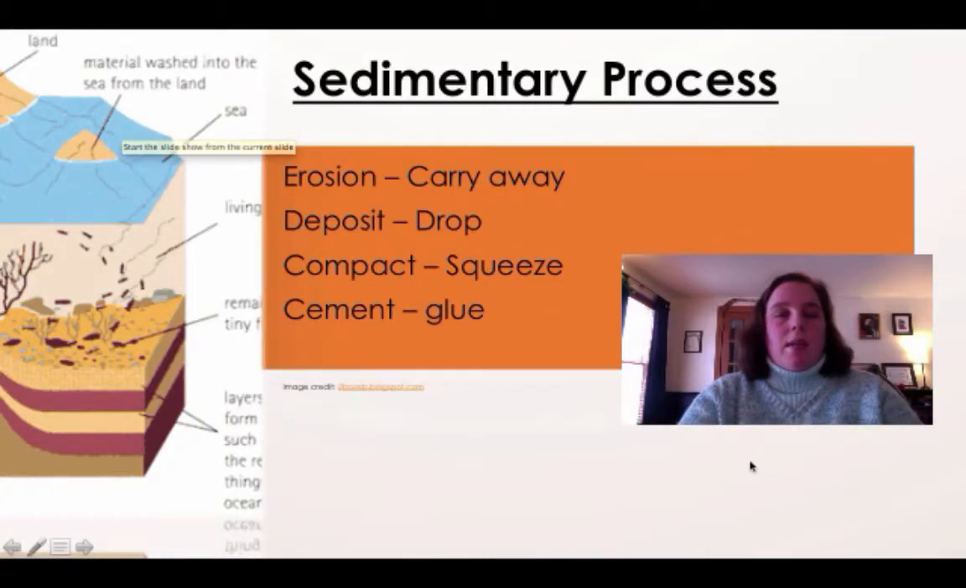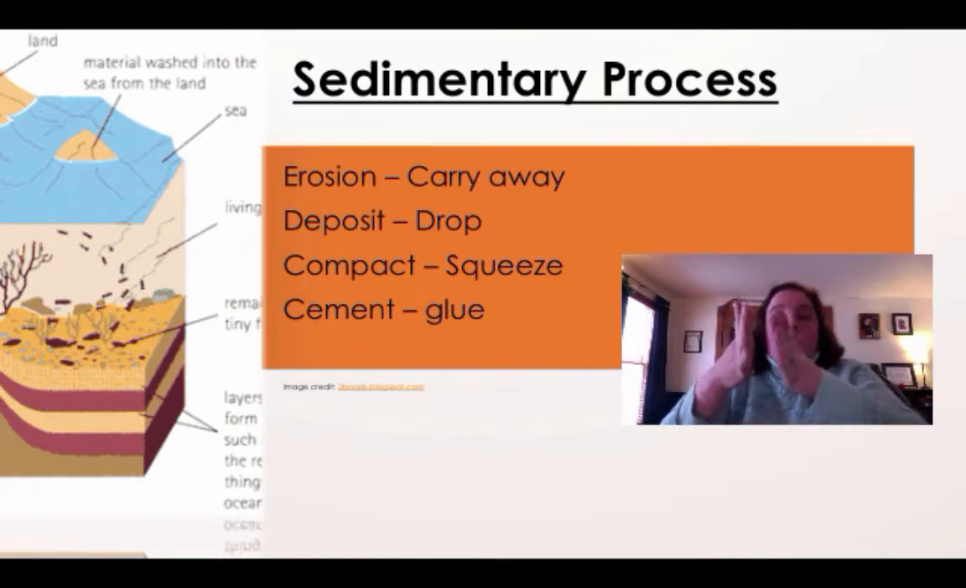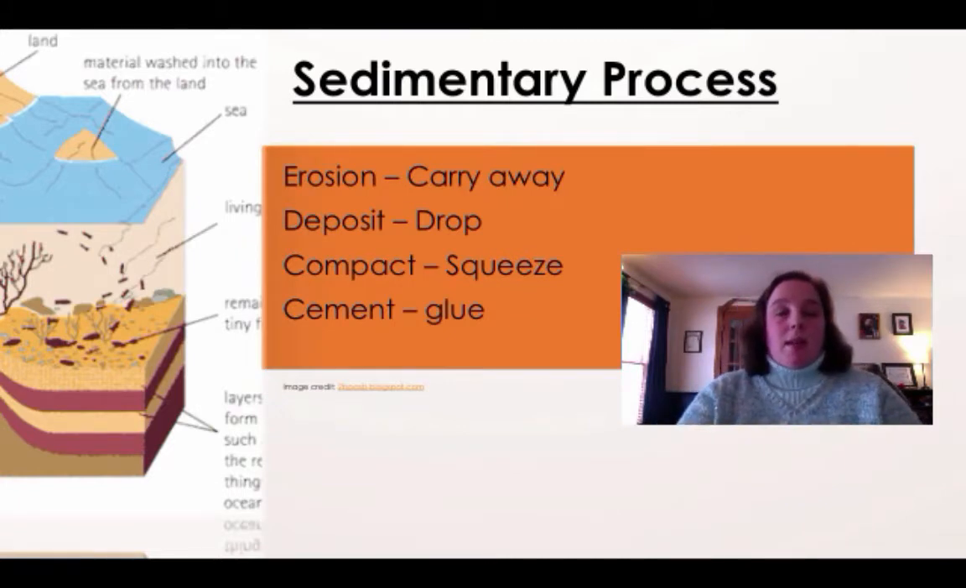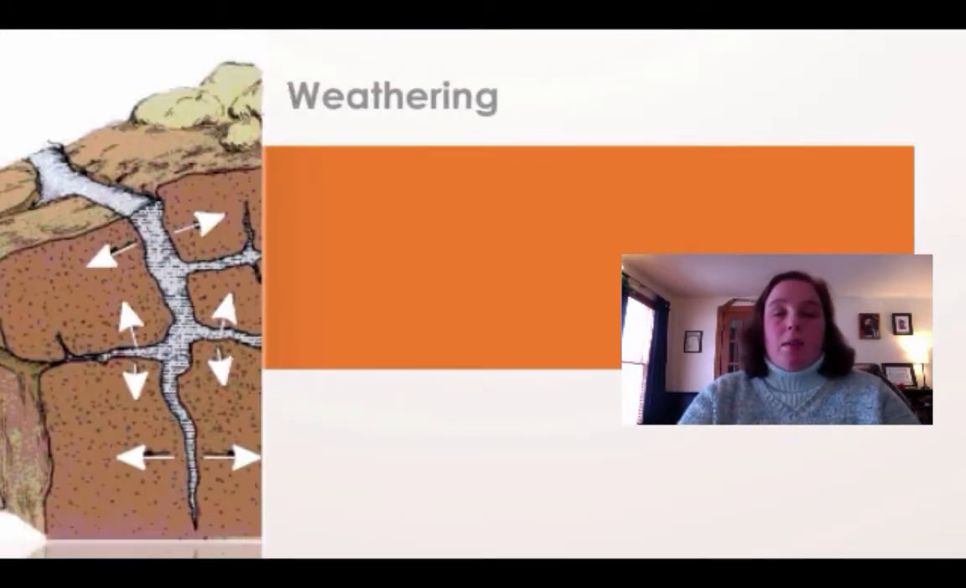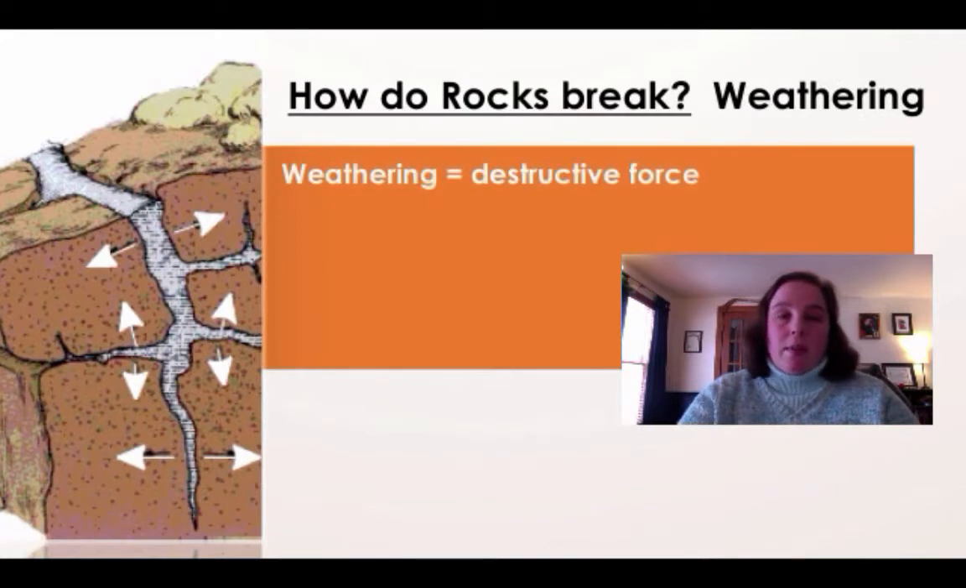Alright, so here are some key words to help you out with the sedimentary process. If you're talking about erosion, what that means is to get carried away, usually with water, sometimes rain. Deposit means to drop. Compact, another way to say it, is squeezes it together. And cement is exactly what it looks like, and that's glue. Well, of course, it's the rock version.